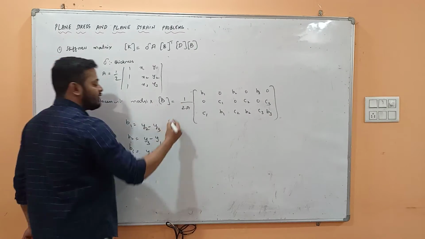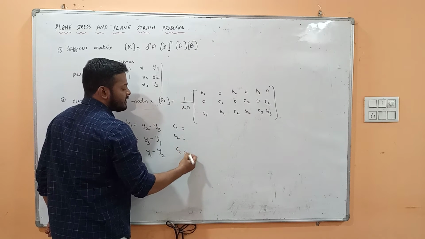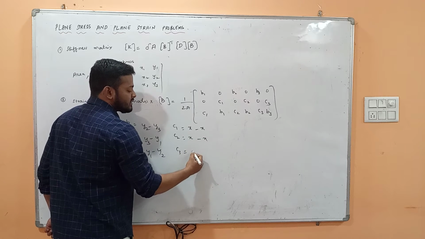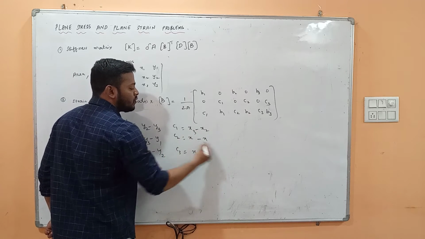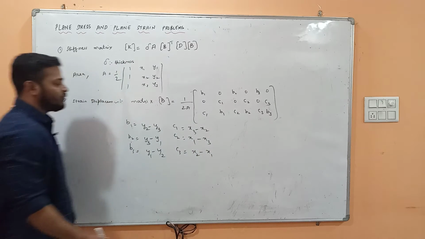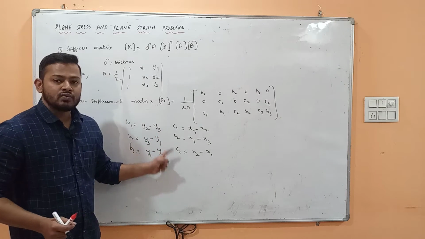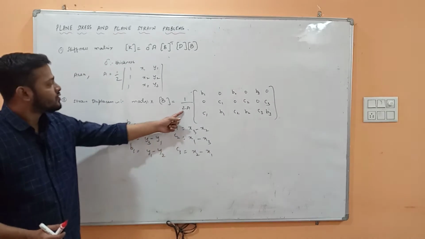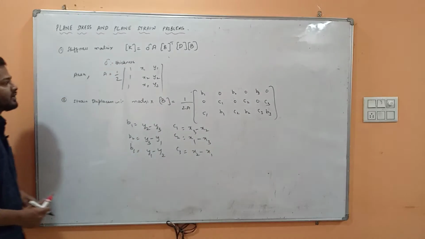Next, similarly, you have to find the values of C1, C2 and C3. These can be found by using differences of x coordinates, x3 minus x2, x1 minus x3, x2 minus x1, with the same index pattern 1, 2, 3; 2, 3, 1; 3, 1, 2. After getting B1, B2, B3, C1, C2, C3, you substitute here, and along with the area, you will get the strain displacement matrix.